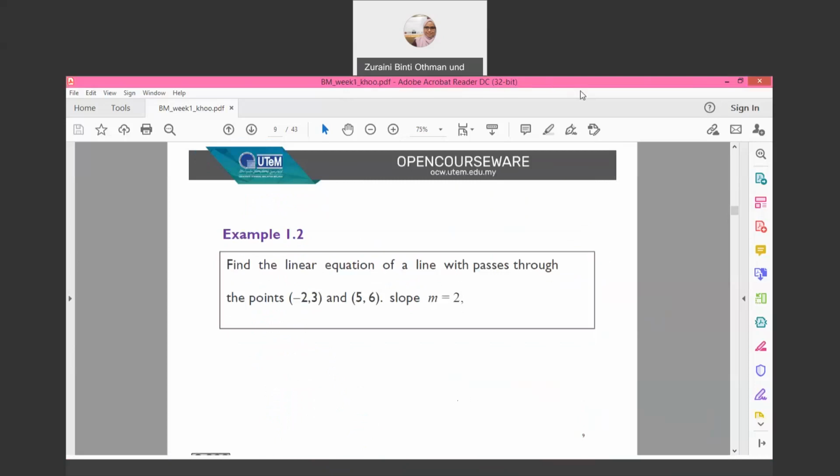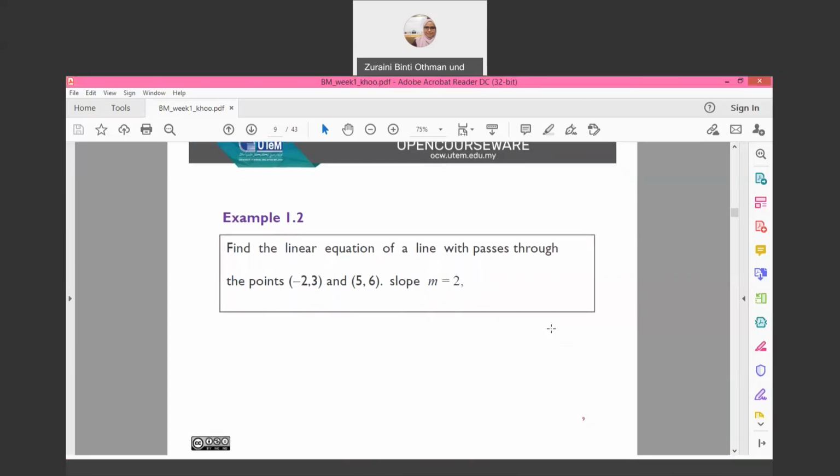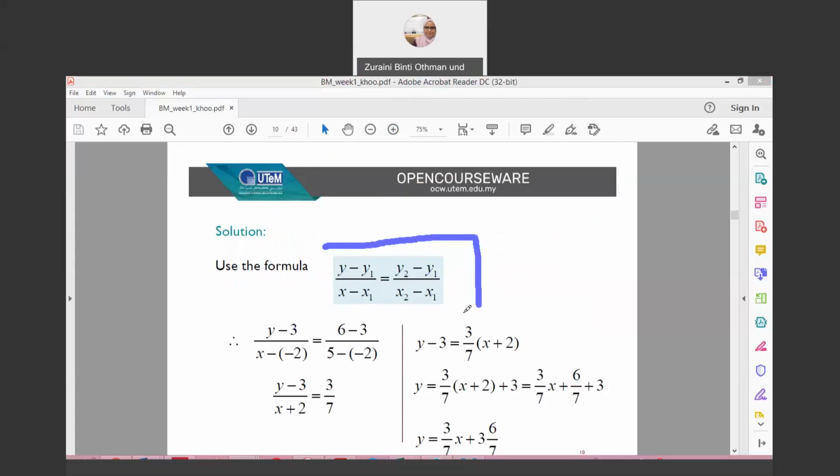Now example number 2. Here we know that our m is 2, and the line passes through the points negative 2, 3 and 5, 6. Now use this formula to find the linear equation. This is another formula for how to find the linear equation.